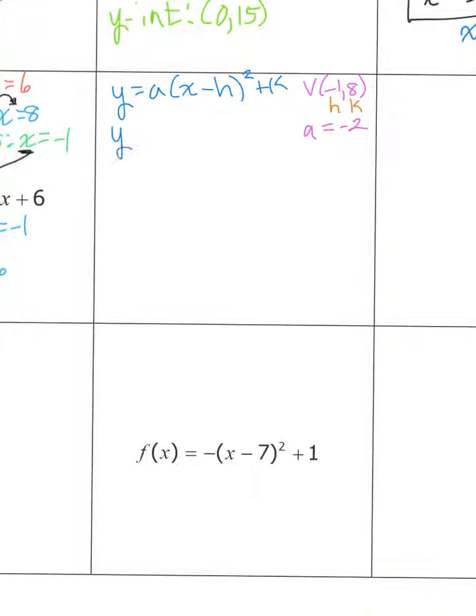So I have y equals, and then the x, and everything else is getting plugged in. So I am putting in -2 for a, and then remember that this is the opposite of h. So if h is -1, I'm putting a +1 in here. And then k is exactly what it is, so I'm putting in a +8. So this is my vertex form.